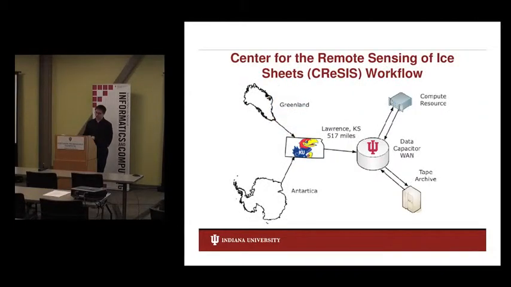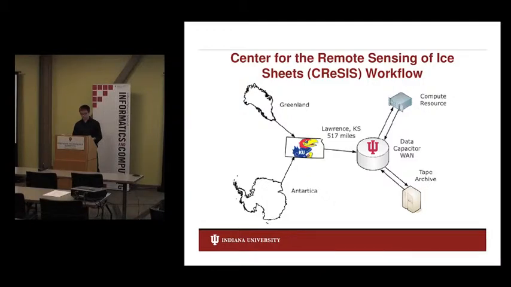Another really cool project that uses the data capacitor WAN is the Center for Remote Sensing of Ice Sheets, CReSIS. They're studying the ice sheets on the poles, so on the North Pole and the South Pole, and they collect data in Greenland and Antarctica. And they use planes that have these special instruments in them, and they're flying over and collecting data and storing them on disks. Then they ship those disks to Kansas, University of Kansas, and read the disks and store the data there.